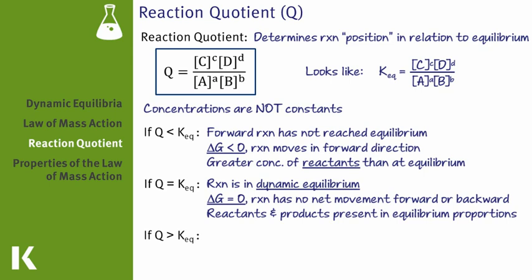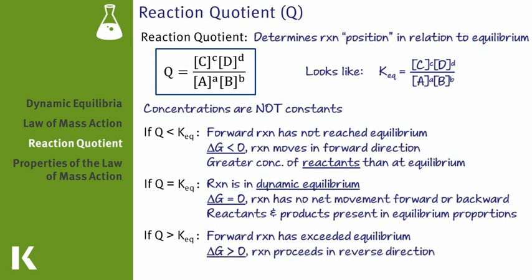The last outcome is that the reaction quotient is greater than the equilibrium constant. This means that the forward reaction has exceeded equilibrium. The change in Gibbs free energy is positive, and the reaction is proceeding in the reverse direction towards the reactants. At this point in the reaction, there is a larger concentration of products and a lower concentration of reactants than when the reaction is at equilibrium. What does this all mean in terms of a reaction, though?